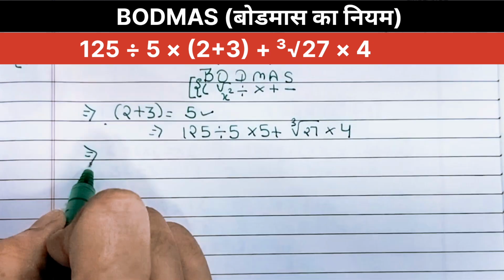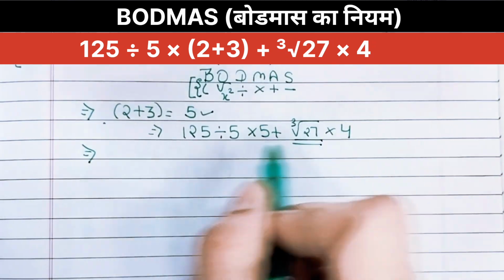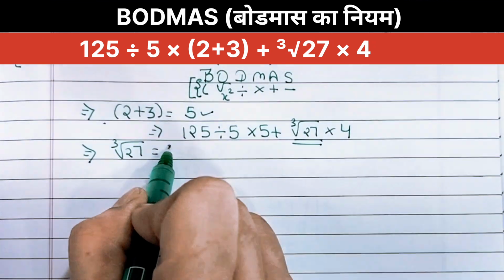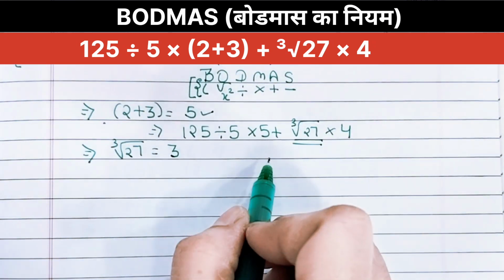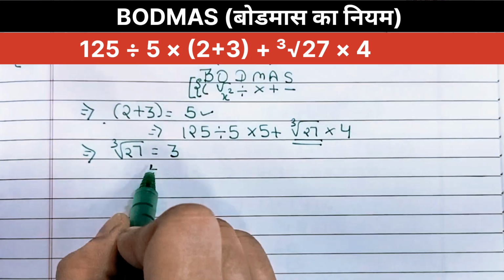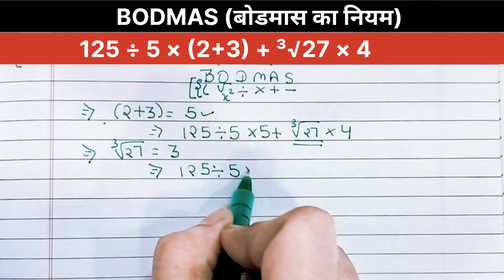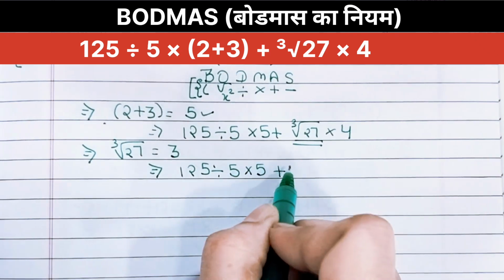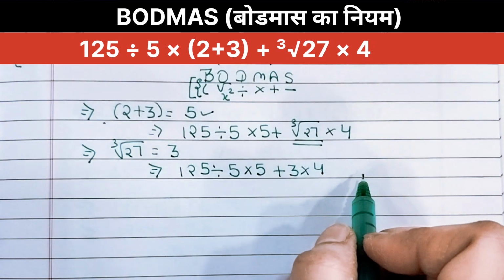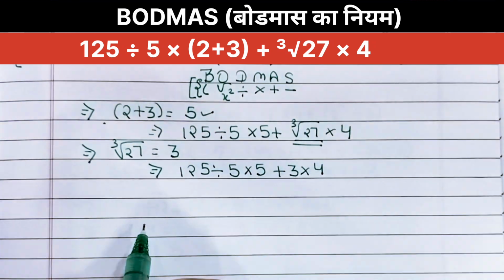Move to the next step. Orders, roots. Evaluate the cube root, which is the cube root of 27. So now the cube root of 27 gives you the answer 3, since we know that 3 multiplied by 3 multiplied by 3 gives 27. And now the current expression becomes 125 divided by 5 multiplied by 5 plus 3 multiplied by 4. So according to this step, roots and powers must turn into regular integers before the basic arithmetic.